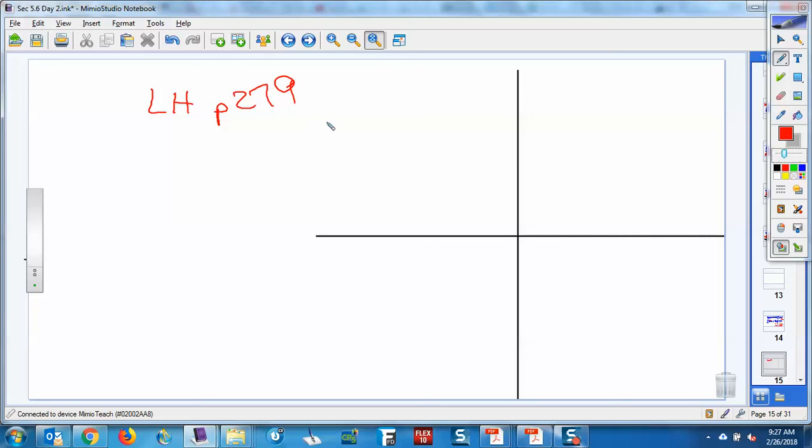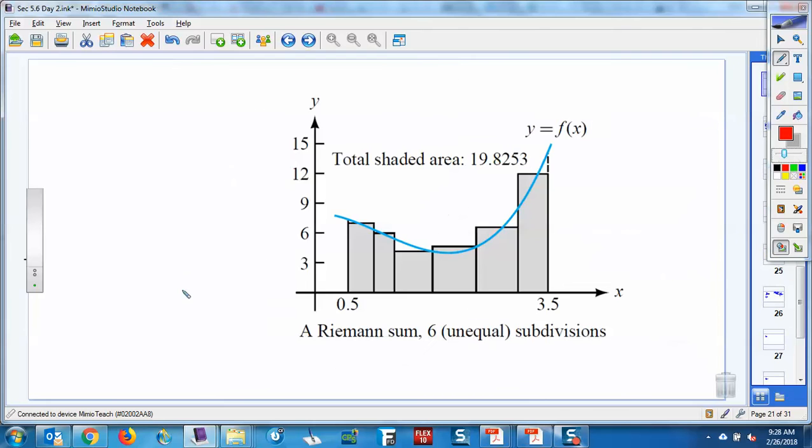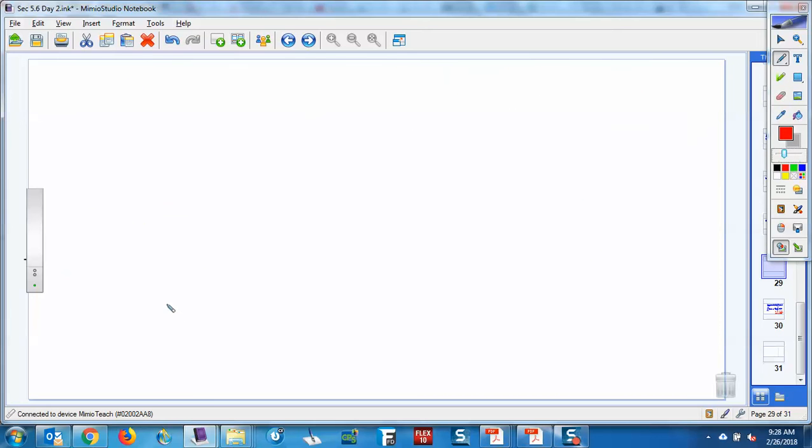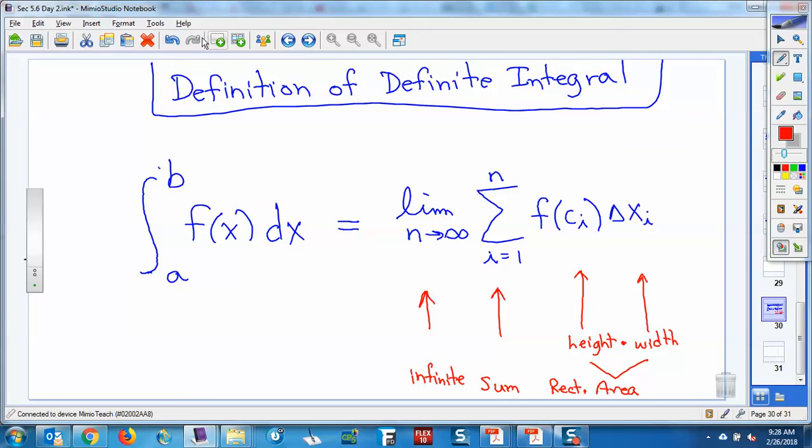So what do you got? You got your 1 through 8. F of C1 is your height at your first sampling point, times delta x1, that's your width. Well, what's height times width? Okay? It's area. So this is the area of your first rectangle, plus the area of your second rectangle, plus the area of your third rectangle, plus dot, dot, dot, and then the area of your last rectangle. That is exactly what we just did on number 17. We did 3 of them that were Riemann sums. We did L4, we did R4, we did M4, and ours looked just like this.